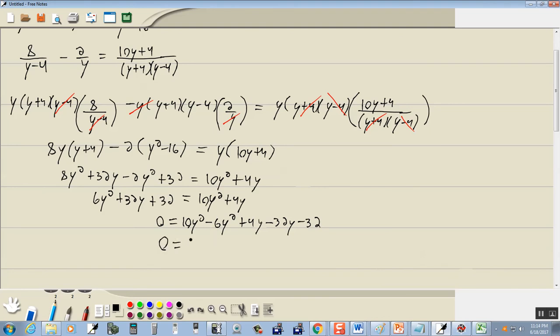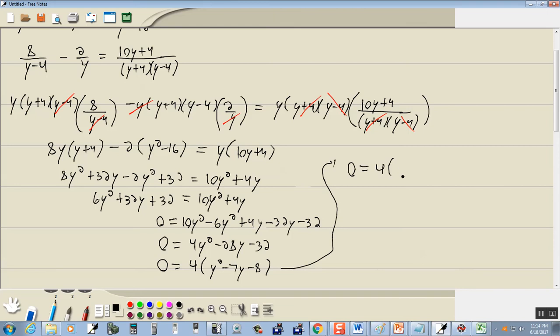Ten minus 6 is 4y squared. 4y minus 32y is negative 28y minus 32. Now I can factor a 4 out, and that gives me y squared minus 7y minus 8. And that factors as y minus 8 times y plus 1. Set the y minus 8 equal to 0, set the y plus 1 equal to 0. And we get y is equal to 8 and y is equal to negative 1.